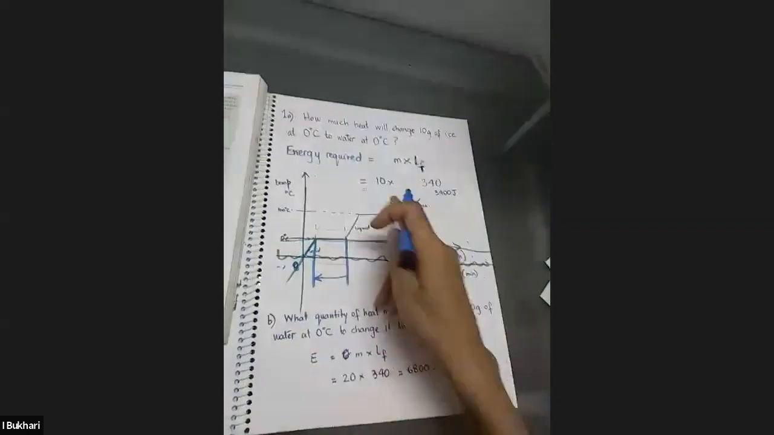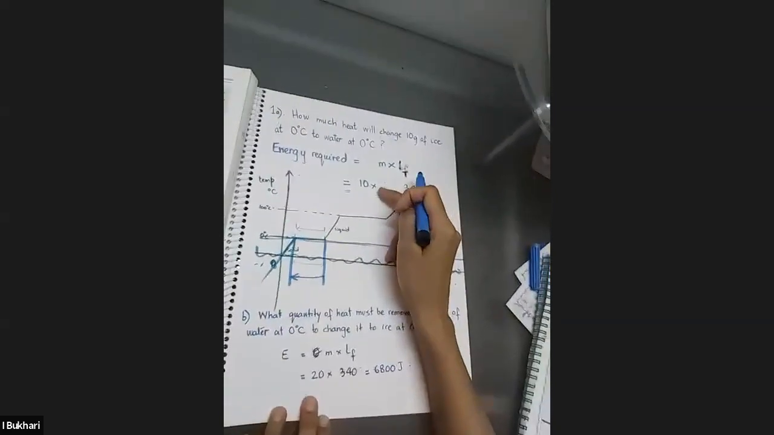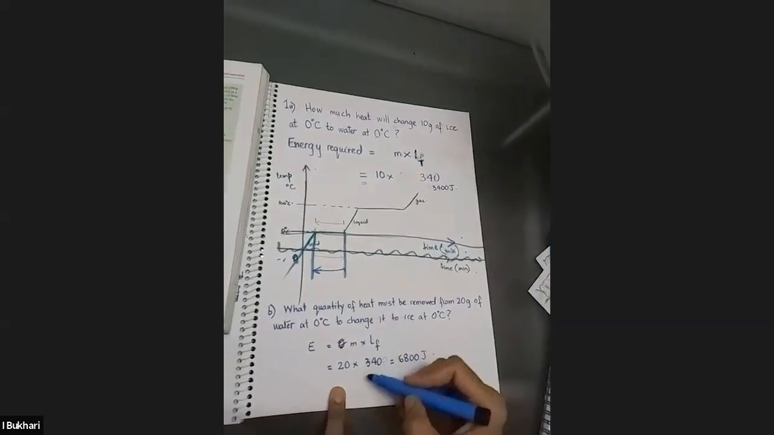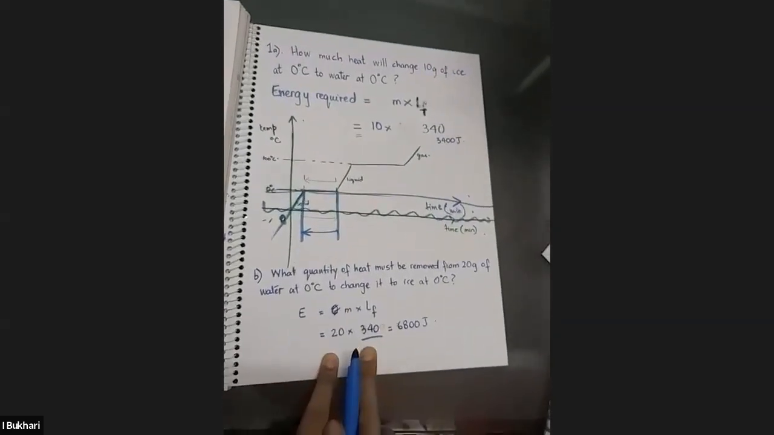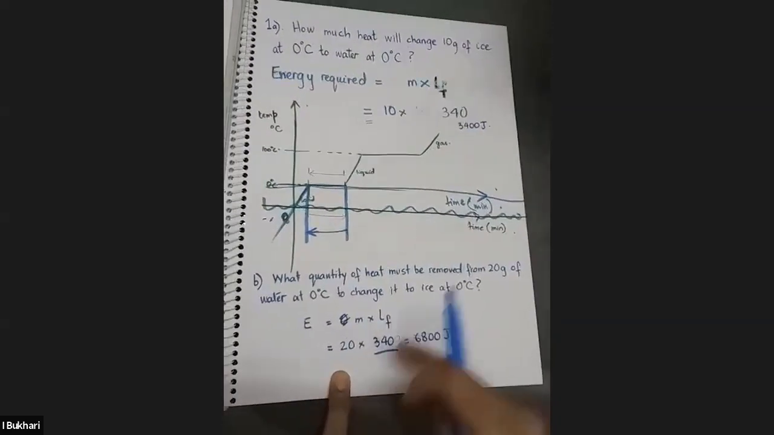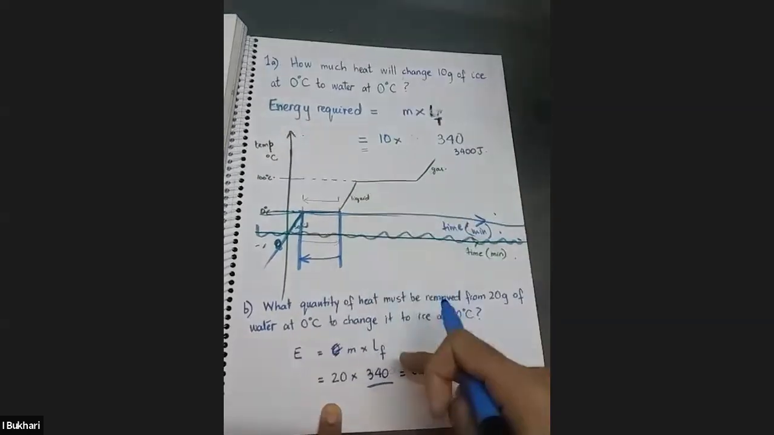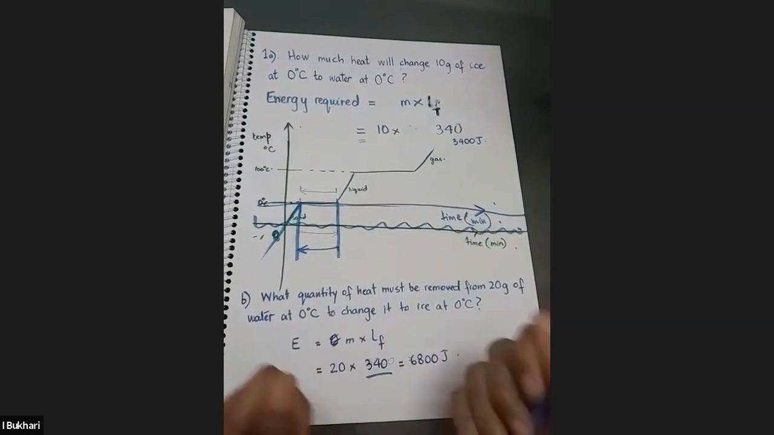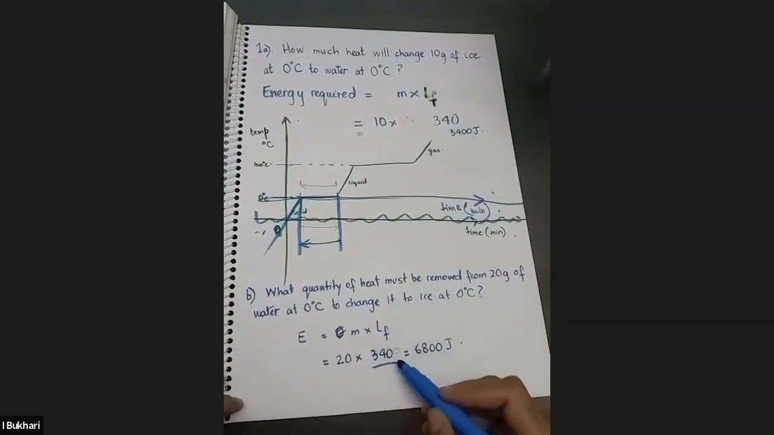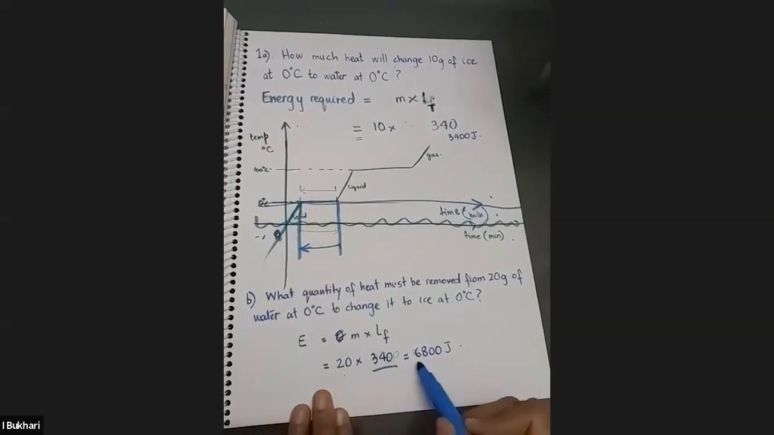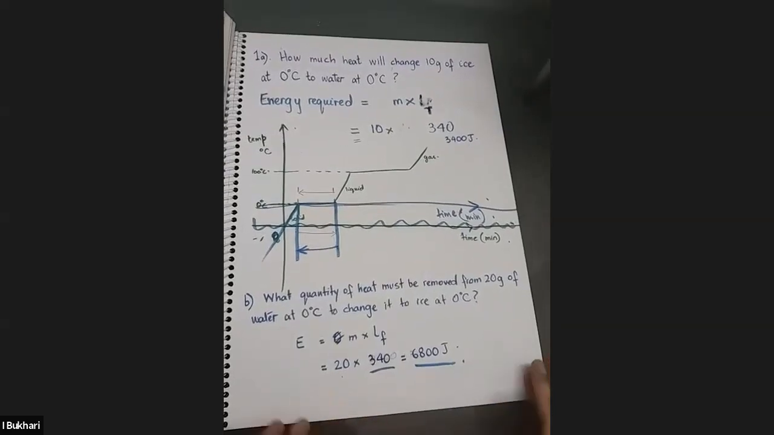And they have doubled the mass. It was 10 in part A, now 20. But because the process is the same, I will use the same value, latent heat of fusion, okay? But this time, this is freezing. But remember, the freezing point and the melting point are the same, the process is the same, so I'll use the same value. 20 multiplied by 340 will give me 6,800 joules. Okay, so that's how we do it.